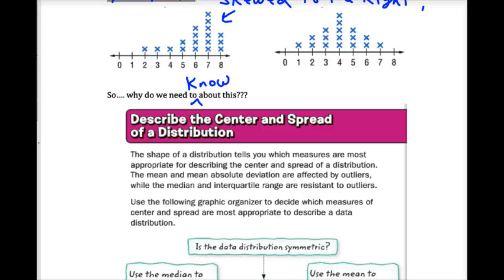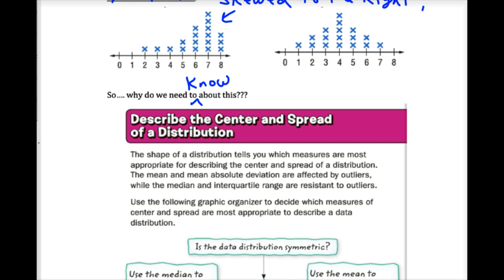The shape of a distribution tells you which measures are most appropriate for describing the center and spread of a distribution. The mean and mean absolute deviation are affected by outliers, while the median and interquartile range are resistant to outliers. Use the following graphic organizer to decide which measures of center and spread are most appropriate to describe a data distribution.